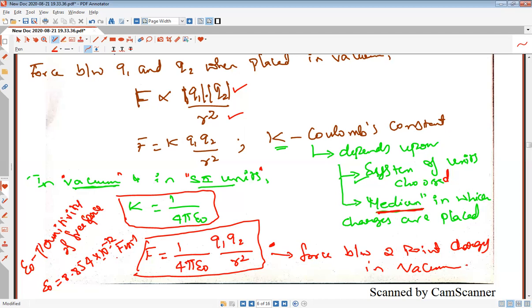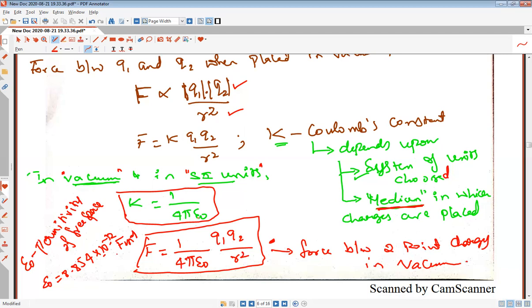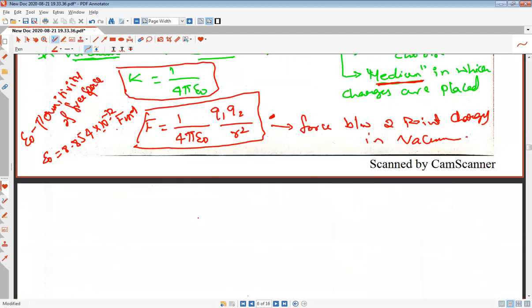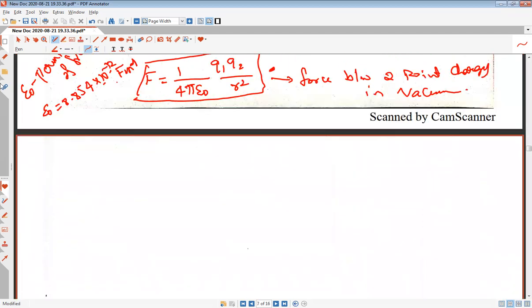Right? This is the SI unit of epsilon naught. We'll speak about the SI unit of epsilon naught in detail again. So this is regarding Coulomb's law of electrostatics. It is important to note the SI units of epsilon naught. The SI unit of permittivity of free space is epsilon naught.